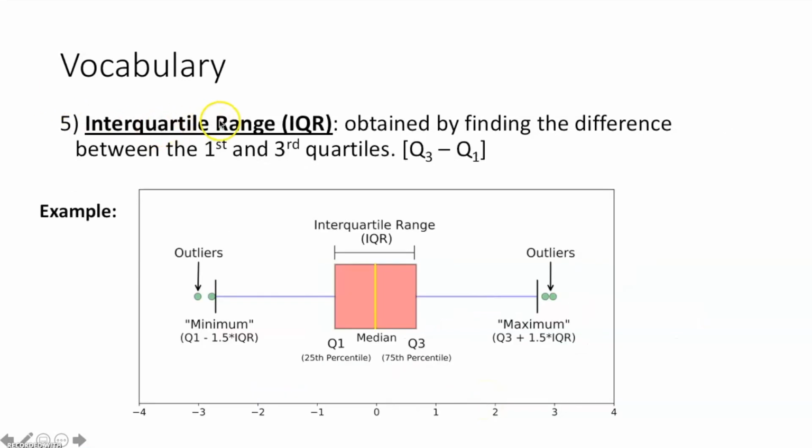Now the interquartile range, or IQR, is obtained by finding the difference between the first and third quartiles. So if you know what your third quartile is and you know what your first quartile is, all you have to do is subtract those 2 values, and that gives you your interquartile range, the length of that box, basically.